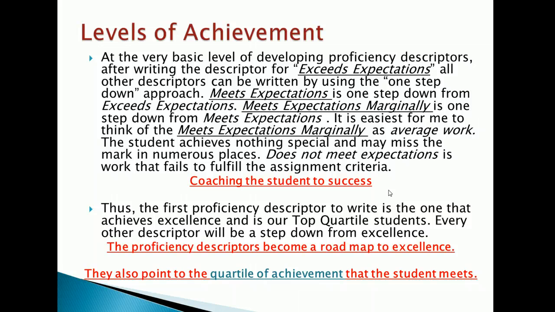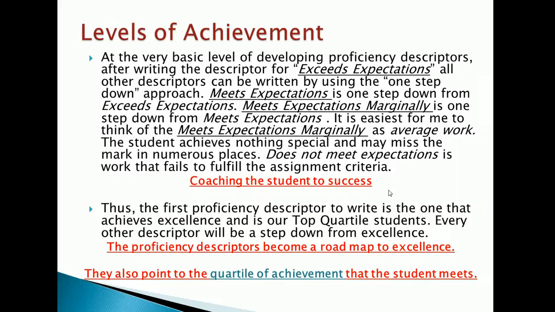We want to talk about those levels of achievement in the sense of describing students' ability to succeed in accomplishing this task. So one of the first things for the students is that it coaches the students to success. When they look at that proficiency descriptor, they should know what it takes to step up a notch from where they are. So if they're in our third quartile and they are meeting expectations marginally, then we really want them to know what it's going to take to meet those expectations or to exceed those expectations.